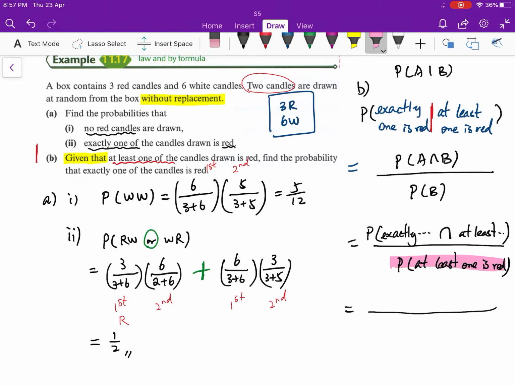So now we put all the numbers in. At least one is red, right? So where is at least one is red? If at least one is red, that means you need to have the reds, right? So I need to have red white, white red, or red red, okay? Because that means at least one is red. So which one is not included? That means white white is not included. I don't want this one. So you have two choices to do it.